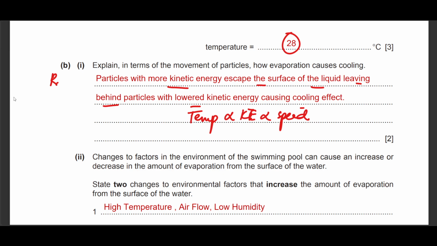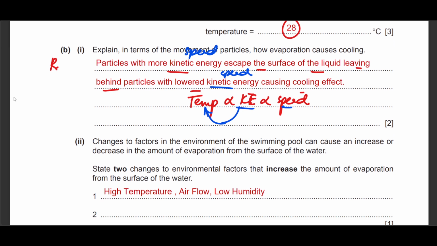What you can also write down is that the particles with more speed, or higher speed, escape, leaving behind particles with lower speed. It will still mean the same thing. And kinetic energy and the speed are actually representative of the temperature, right? So since high energy particles have left the system, low energy particles are left behind, and it looks like there is an overall cooling effect.